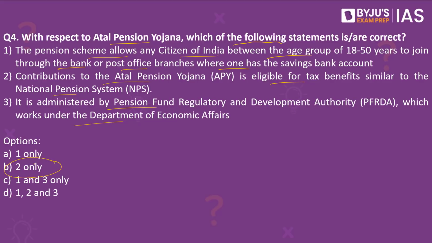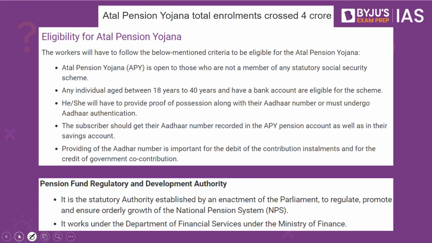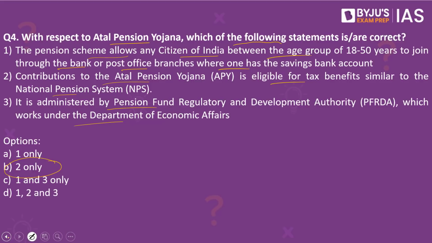Why have we taken this practice question? Because this article on the PIB makes a reference to the Atal Pension Yojana. Let us try and understand what these options are. When we look into the first option, the pension scheme allows any citizen of India between the age group of 18 to 50 years. This is a wrong statement. Why? Because it is 18 to 40 and not 18 to 50. So the first statement is wrong.